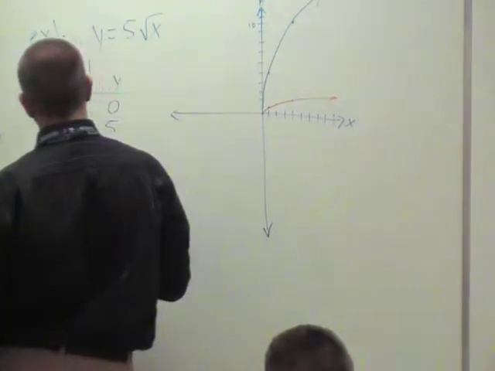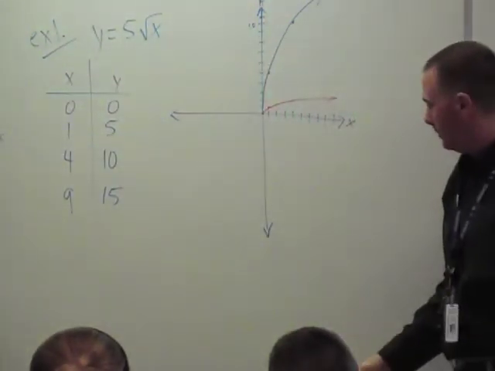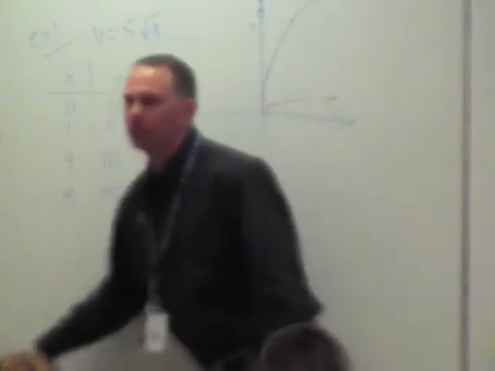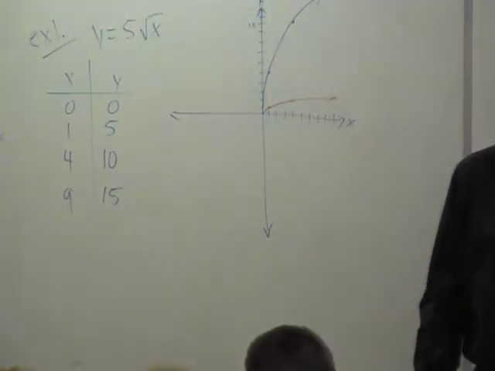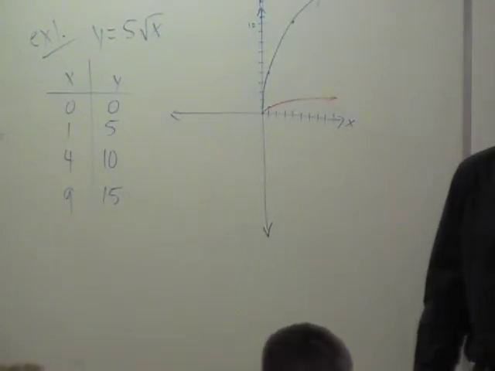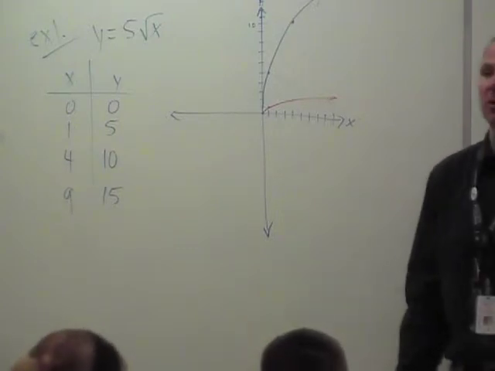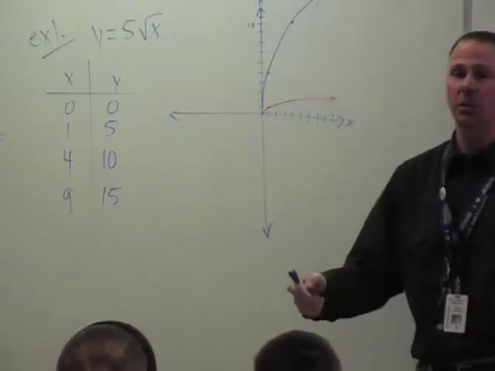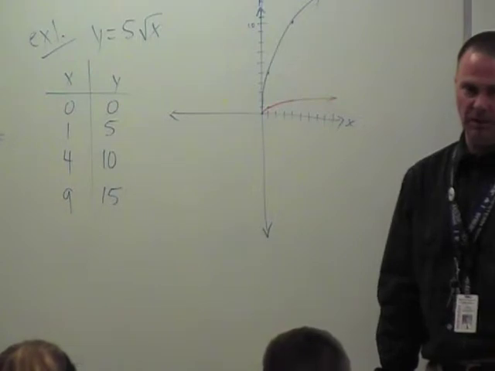Okay? What happened? What do you notice? Steeper. Why is it steeper? Because you're multiplying by a number bigger than 1. What do you think is going to happen when you multiply by a number between 0 and 1? Oh boy. It'll increase very slowly.